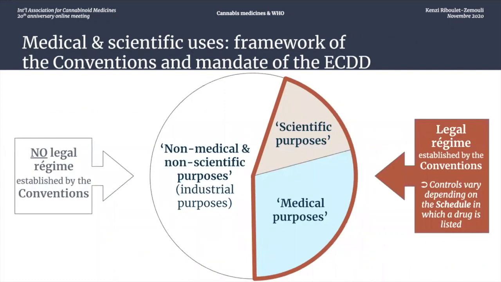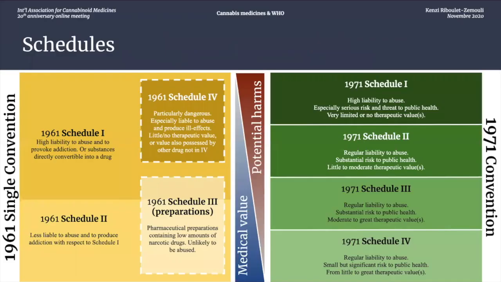So it's really important to understand that these conventions are somehow a framework for the regulation of medicines. They concern only certain substances when they are used for medical or scientific purposes. They apply no legal regime to these same substances when they are used for so-called industrial purposes, which are other than medical and scientific purposes. So when these substances are used either in research or in clinical practice, they are controlled under these conventions depending on the schedule in which they are listed, which leads us to the schedules.